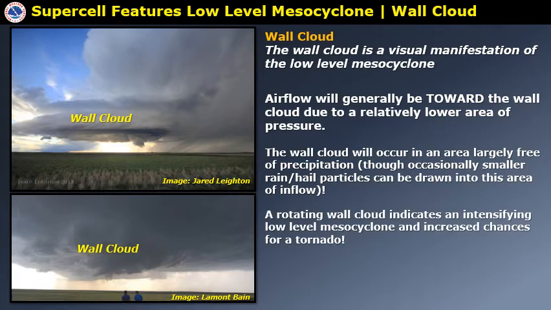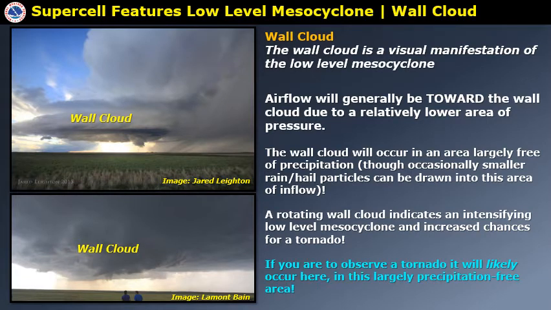A rotating wall cloud indicates an intensifying low-level mesocyclone and increases the chances for a tornado. If you are to observe a tornado, it will likely occur here in this largely precipitation-free area.